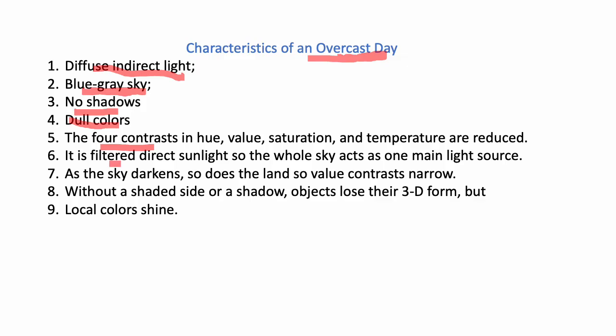It is actually filtered direct sunlight, so the whole sky acts as one main light source. And as the sky darkens, the land also darkens, so the value contrasts narrow. Now, without a shaded side or a shadow, the objects lose their 3-dimensional form. But as we saw with the pumpkins, local colors shine.